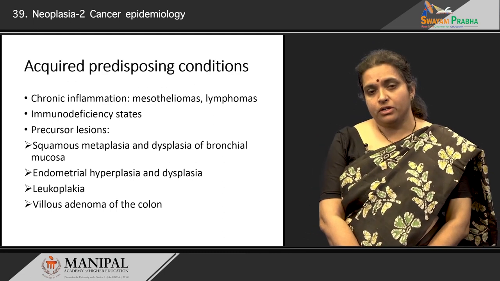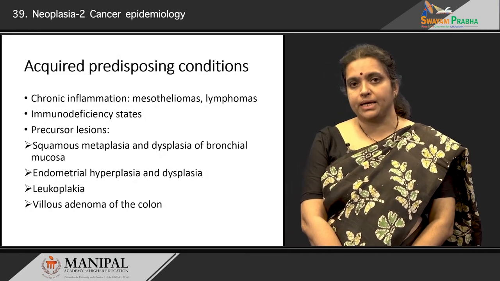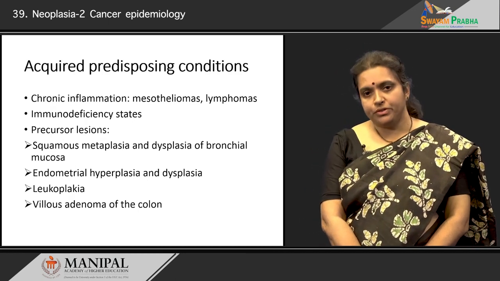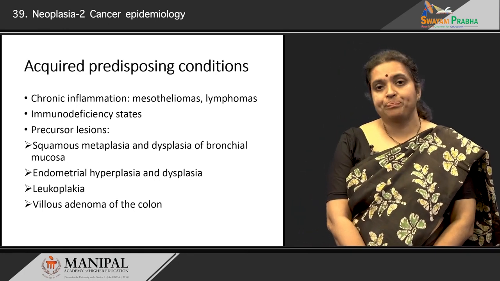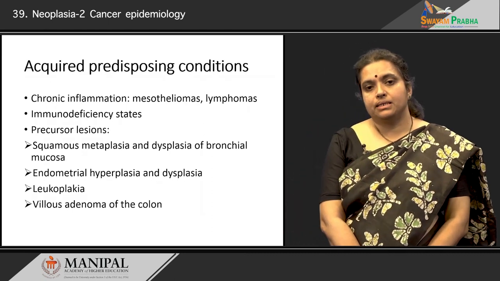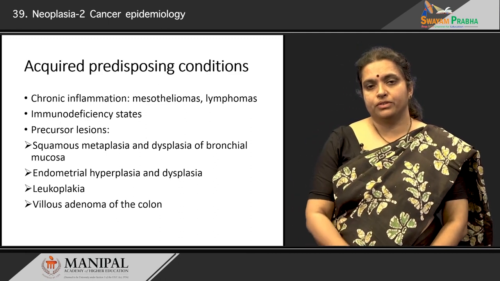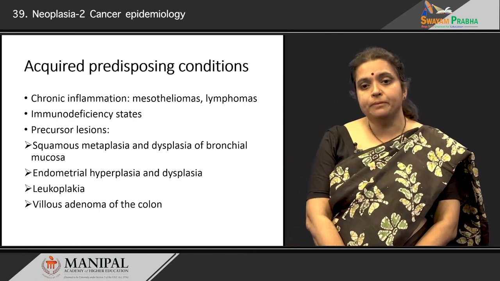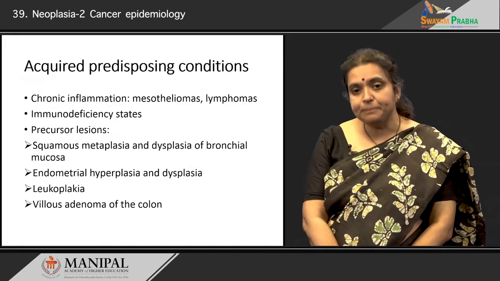Immunodeficiency states, we already talked about how a lessening immune status can lead to cancer. So, you can imagine cancers are more common in people who have immunodeficiencies, such as people who suffer from HIV and so on. Certain precursor lesions can develop into cancer, such as chronic irritation causing squamous metaplasia of the respiratory tract. Now, this could be due to smoking or whatever, and that could eventually lead to dysplasia, and finally, it could lead to cancer.